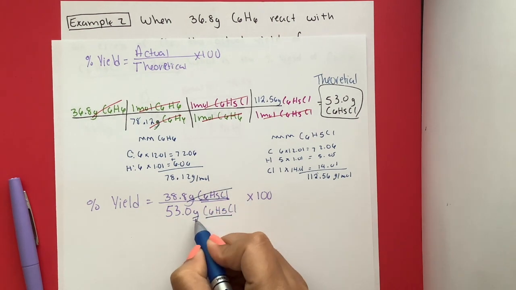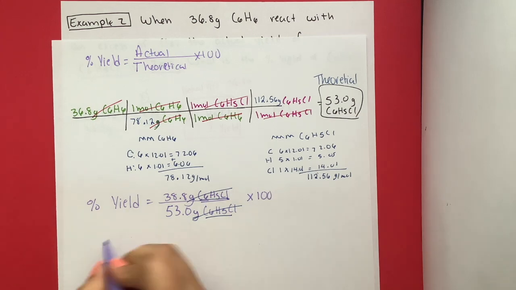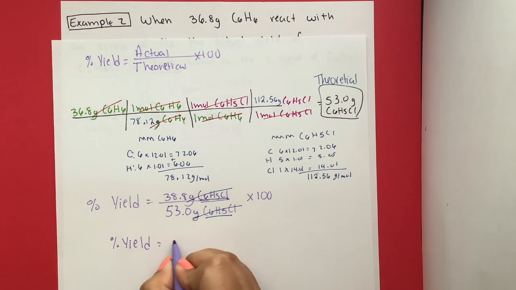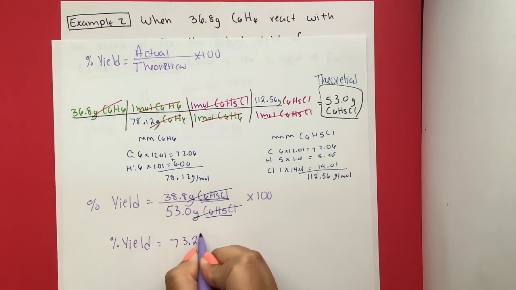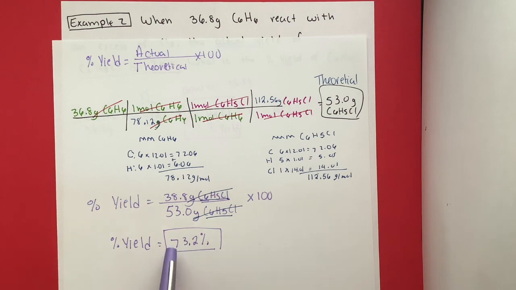So now I get my calculator and divide 38.8 by 53. The grams of C6H5Cl cancel out, times 100, and percent yield equals 73.2%. Okay, and that is my final answer. That means that I only made 73.2%. So only 73.2% of my reactant got turned into product.